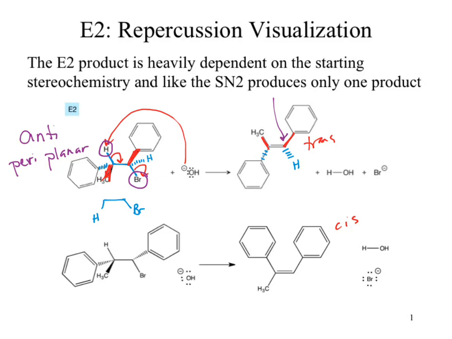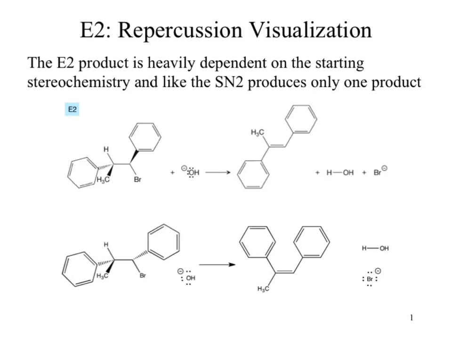What happens in the bottom structure? So what changed? I'll erase everything and add arrows to our bottom. What changed about our starting material in that bottom reaction from the top reaction? It's dashed as opposed to wedged. One of our phenyls has now gone from being wedged to dashed. The other phenyl we did not touch. We left that one alone.